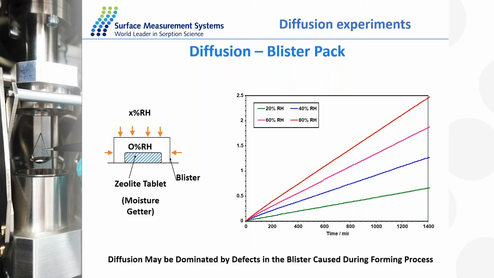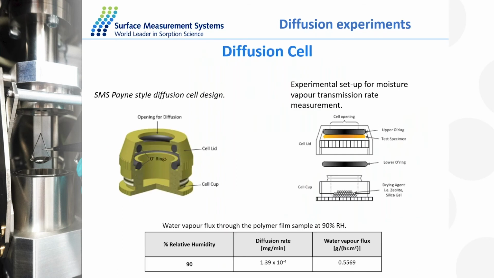So we can provide a pencil, which is an accessory that can be purchased with the DVS that allows you to cut a piece of membrane and encapsulate it in a metal cell, load a drying agent at the bottom side of the cell, and measure the diffusion and permeability on one side of the membrane itself. So very, very simple, very, very straightforward experiment.